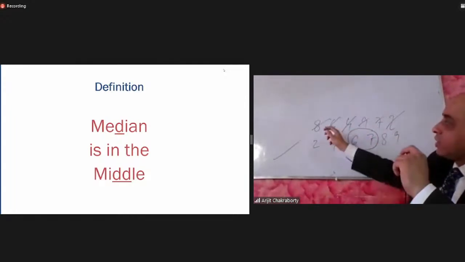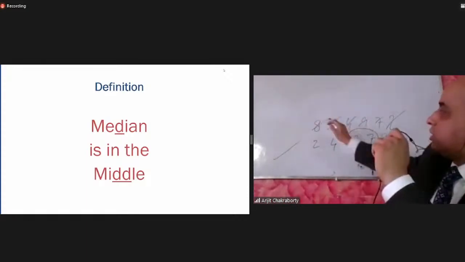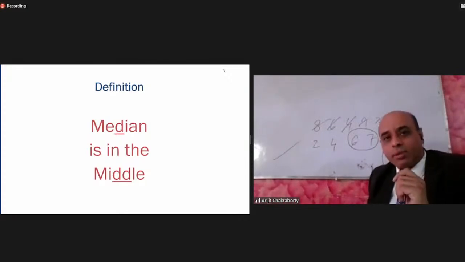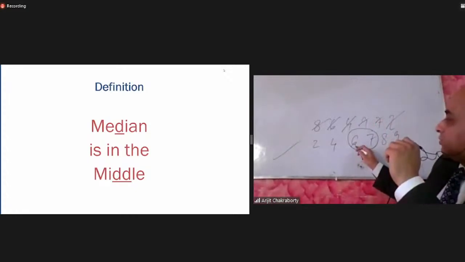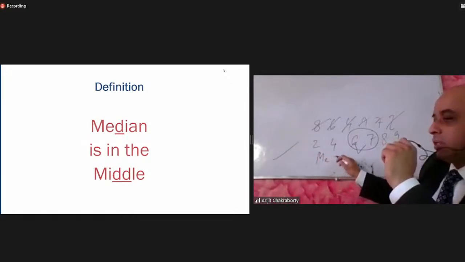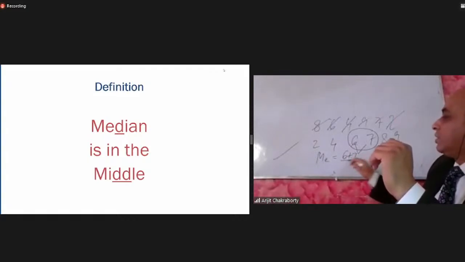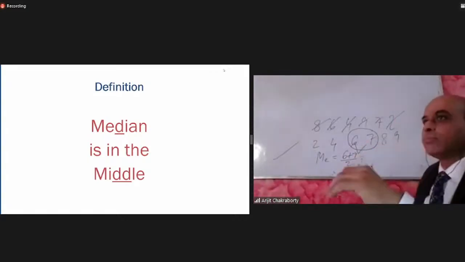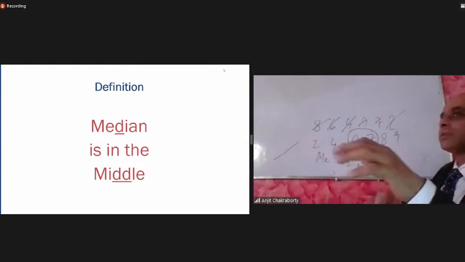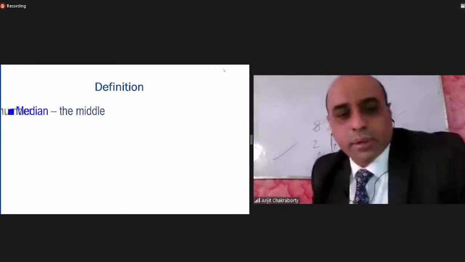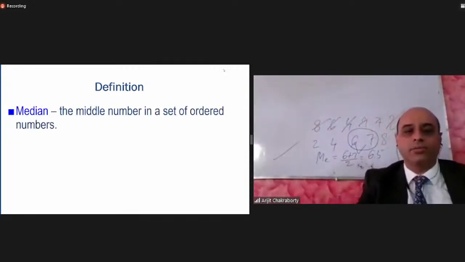So in case when there is an even number of observations, 1, 2, 3, 4, 5, 6, 6 numbers, 6, 8, 10, whatever, then we will take the average of these 2. So now the median is equal to 6 plus 7 divided by 2, that is 13 divided by 2, that is 6.5. Okay, so in this way we calculate median. Median is the middle number in a set of ordered numbers.